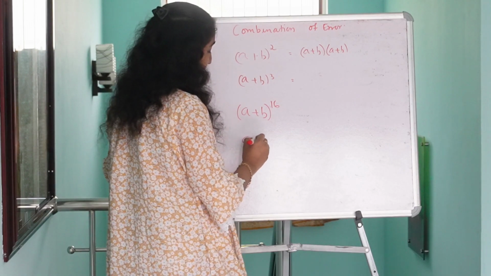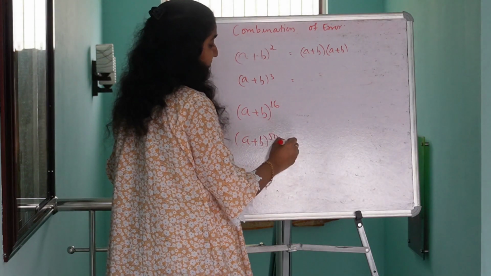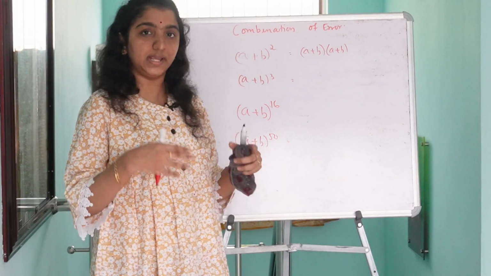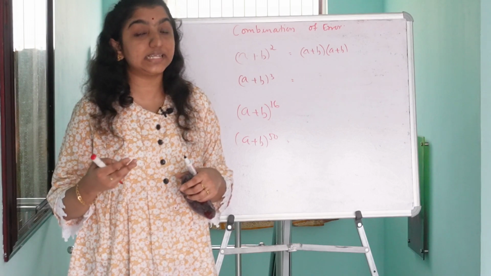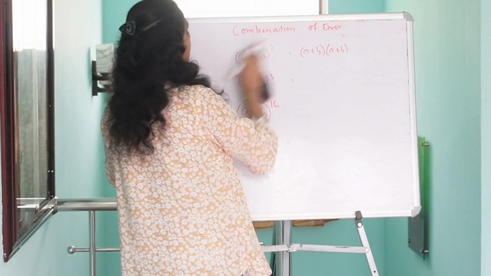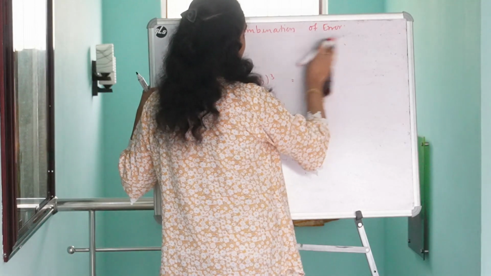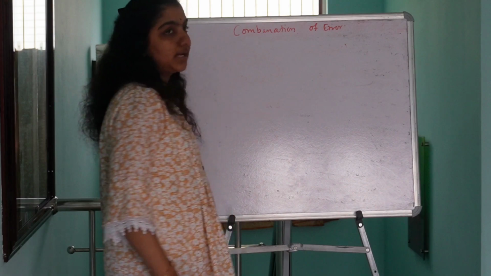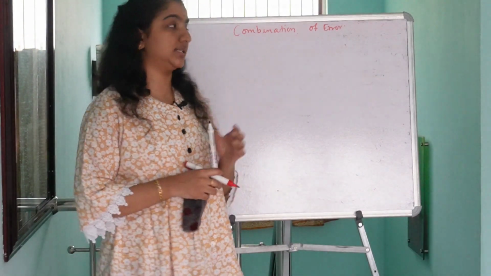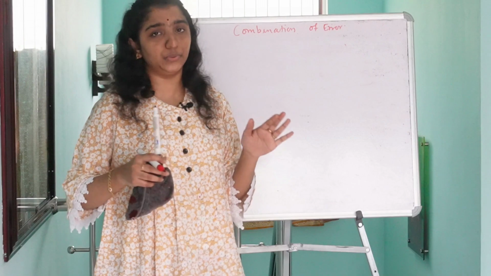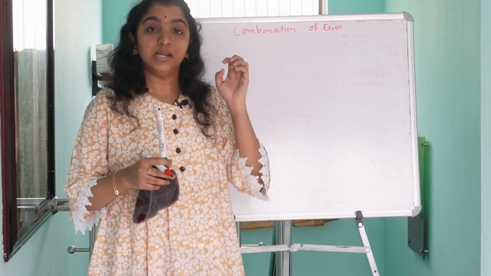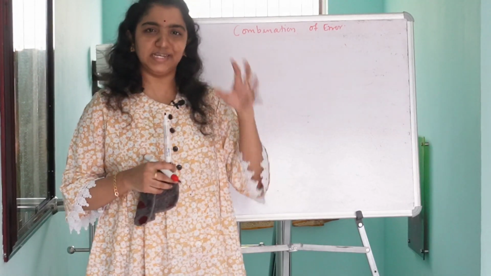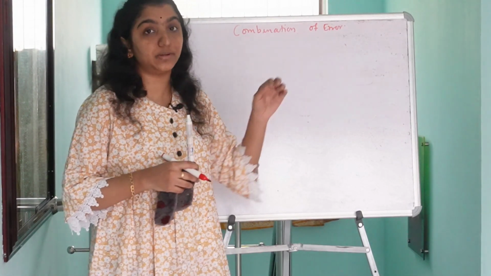Suppose you are asked to find a plus b the whole power 50. How do you do this? 50 times you multiply a plus b, a plus b, a plus b. Is it easy? No. For making this calculation, we have a concept in maths called binomial expansion. Here we are not going to learn binomial expansion in detail. Here we are going to learn what is needed for our physics paper for the time being.